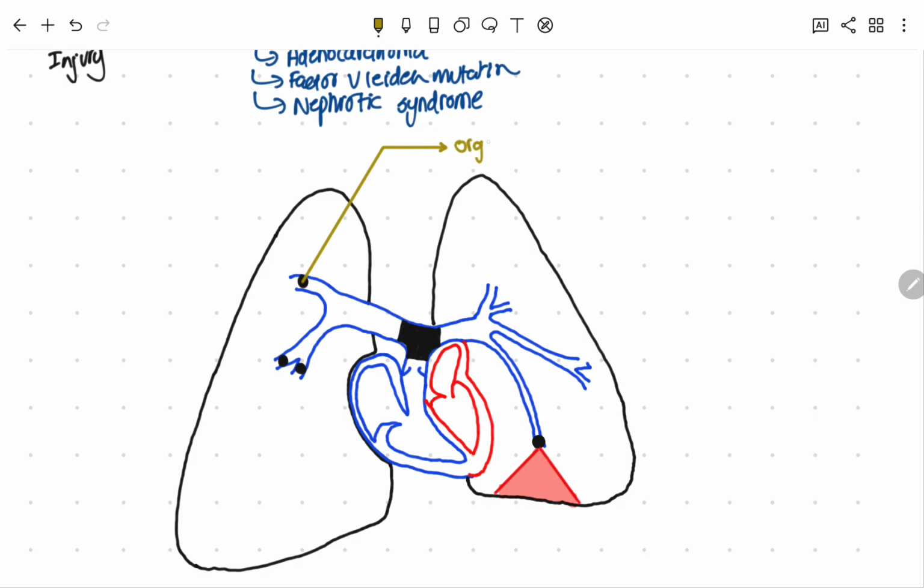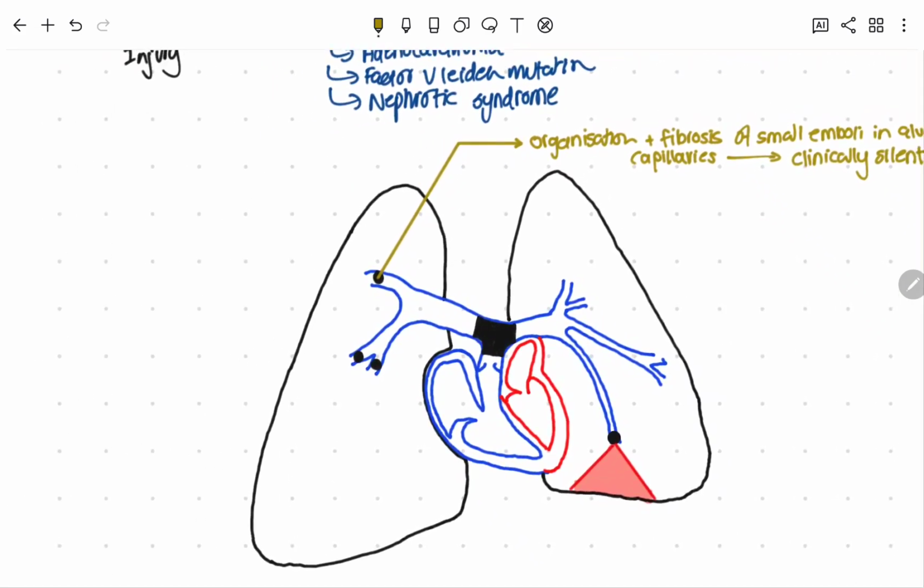Because these are relatively very small emboli, you basically have organization and fibrosis of these small emboli in alveolar capillaries. And so as such, patients who have this normally do not have any clinical presentation, and this is normally said to be clinically silent.